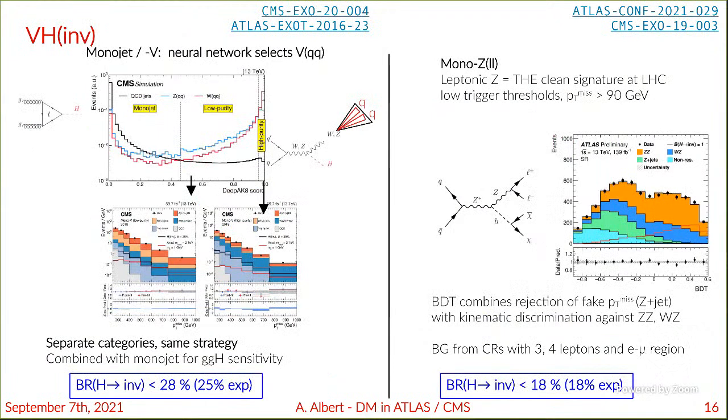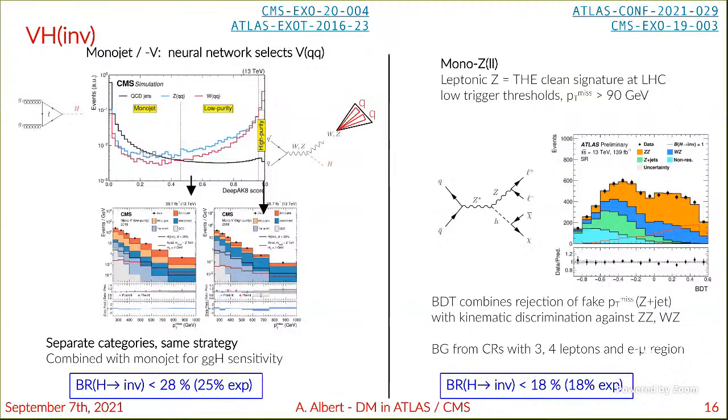I want to quickly mention the VH channel, where we have the production with an additional W or Z boson. You could do this hadronically or leptonically. So we try to cover all the angles. On the left-hand side in the hadronic case, one very interesting result from CMS is where we can actually do this search in combination with the monojet search.